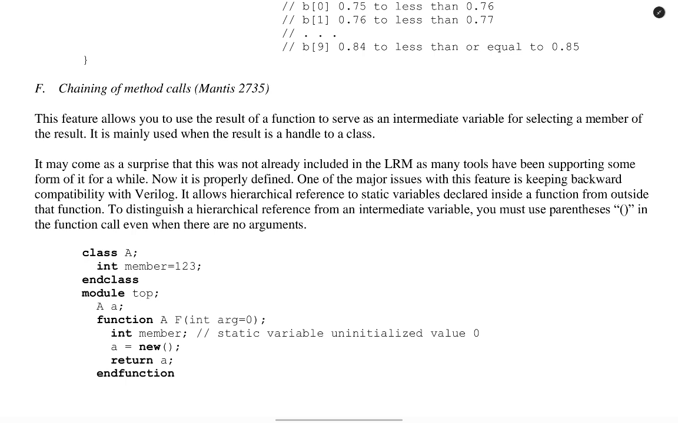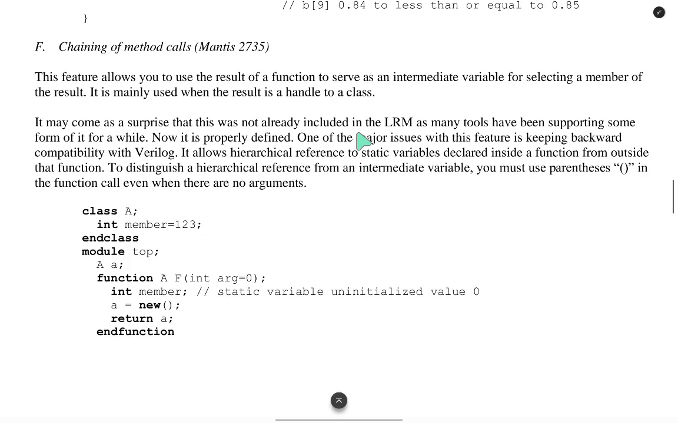One of the major issues with this feature is keeping backward compatibility with Verilog. It allows a hierarchical reference to static variables declared inside a function from outside that function. To distinguish a hierarchical reference from an intermediate variable, you must use parentheses in the function call even when there are no arguments.